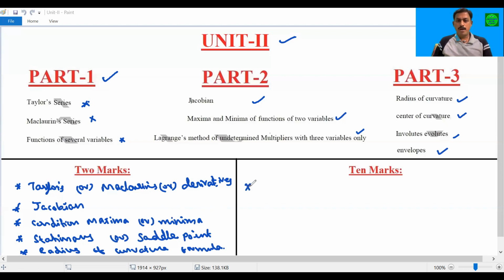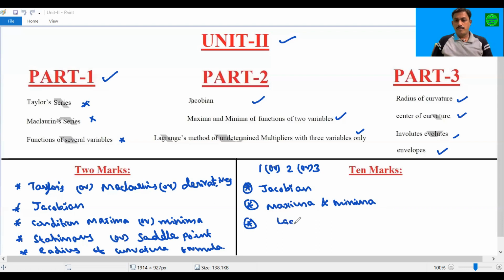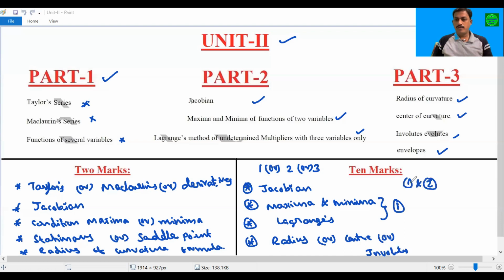And if you take 10 marks, you may expect either 10 marks from Part 1 or Part 2 or Part 3. Mainly you can concentrate on Jacobian, concentrate on maxima and minima, and maxima and minima of 3 variables. In this we can expect problems from either radius of curvature, or we may expect from center of curvature, or we may expect from involutes or evolutes. If you concentrate on 1 and 2, you can attend a problem.